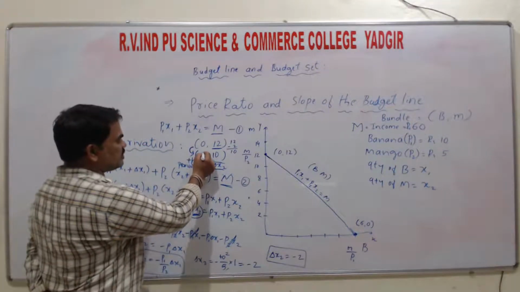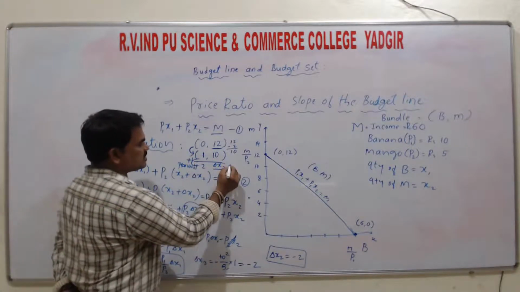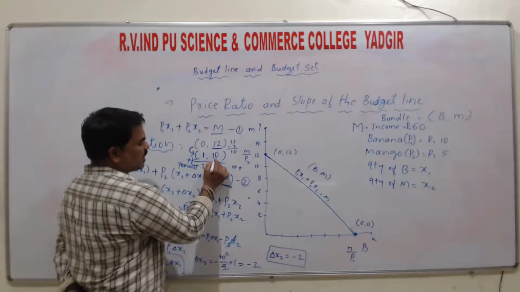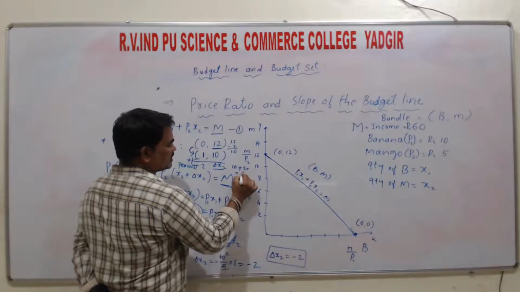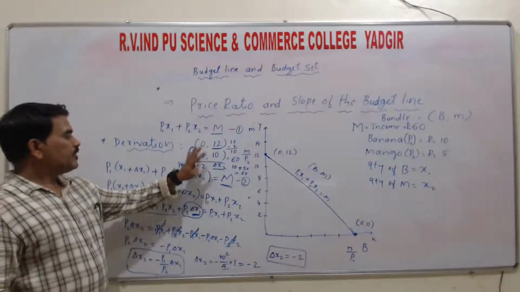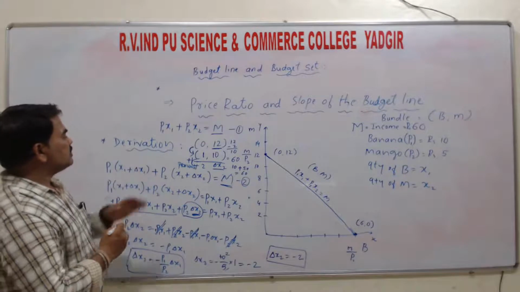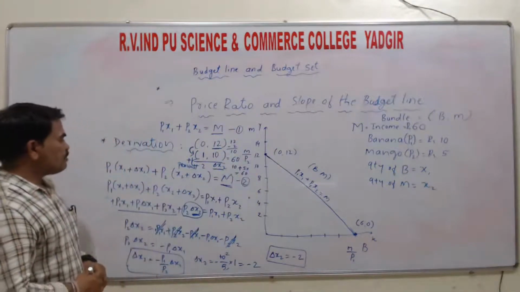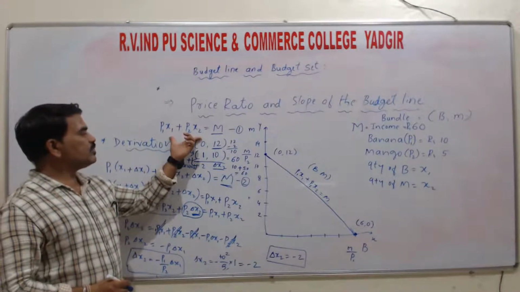The price of the banana is 10 rupees, plus the price of the mango is 5 and the quantity is 10 here. 10 into 5 is 50 rupees. The total is 60 rupees, which equals his income. Correct? So now we have this equation, the derivation. We call it the derivation of the slope of the budget line. This is the equation of the budget line.